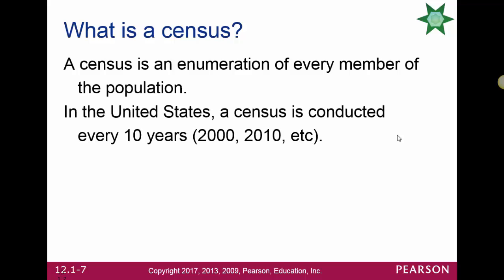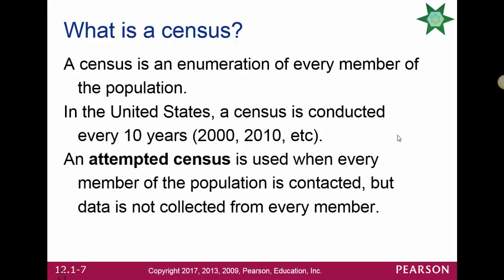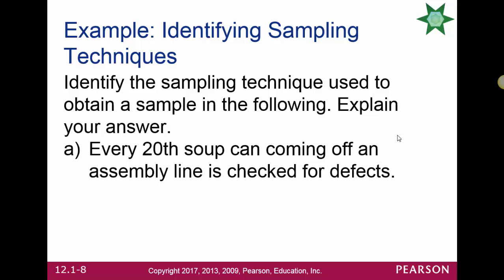And in the United States we call it a decennial census. It's done every 10 years. The next one in the United States will be in 2020. An attempted census is used when we try to contact every member of the population, but we don't actually get data from every member. So let's try a couple examples where we're going to identify the sampling technique.